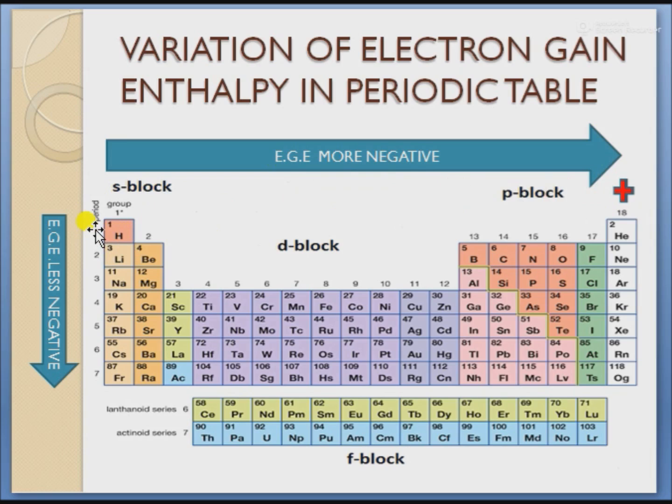And when we move from top to bottom in a group, electron gain enthalpy becomes less negative. This is due to the addition of a new shell. As the new shell is added to the atom, the electrons are far away from the nuclear attraction, and we can easily add the electron to the outermost shell, and this requires less energy. That's why their electron gain enthalpy becomes less negative when we move from top to bottom in a group.